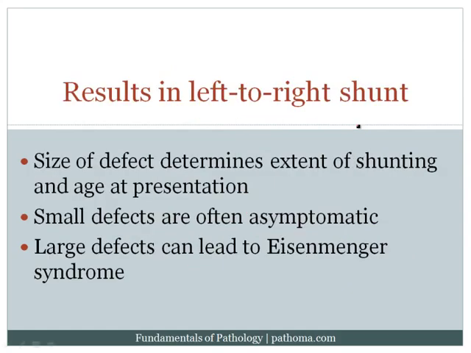Now this has been explained in your text in words as well, where I say that there's a left to right shunt. The size of the defect determines the extent of shunting and the age of presentation. Small defects are asymptomatic, and large defects can result in Eisenmenger syndrome.